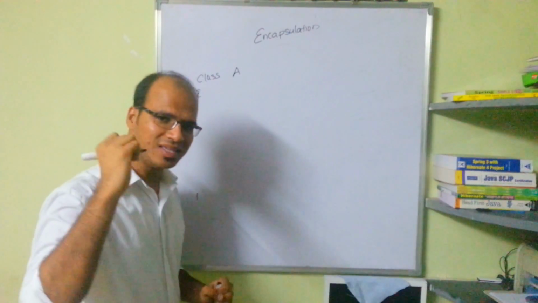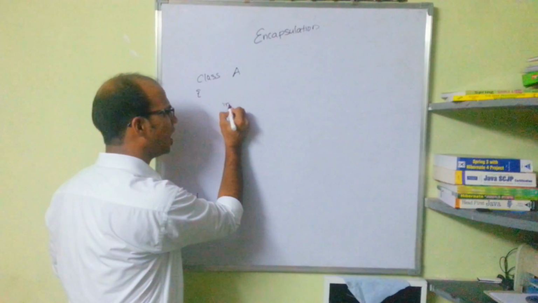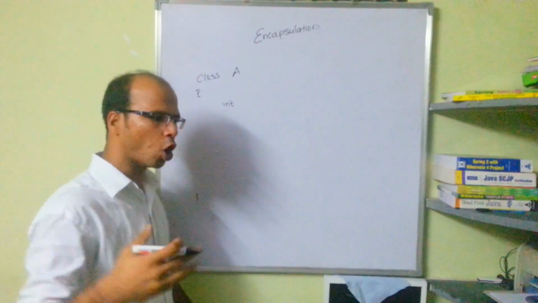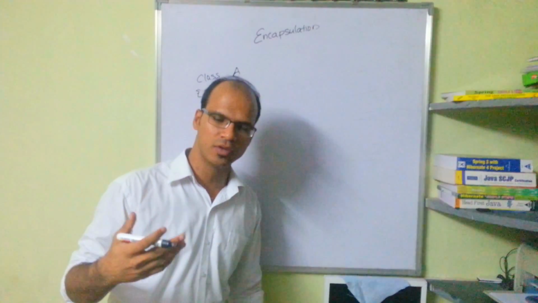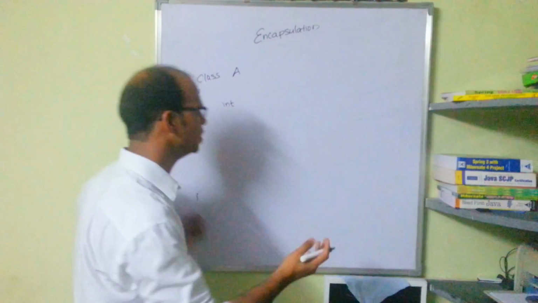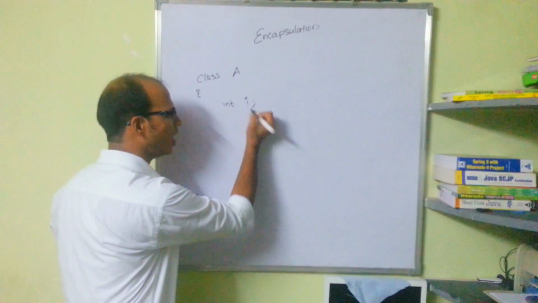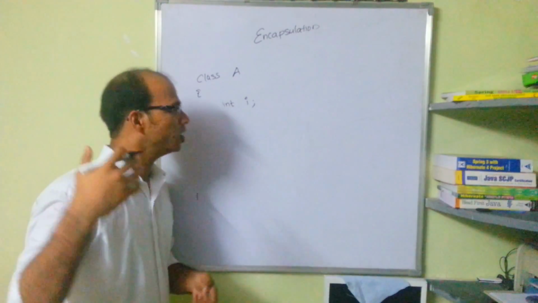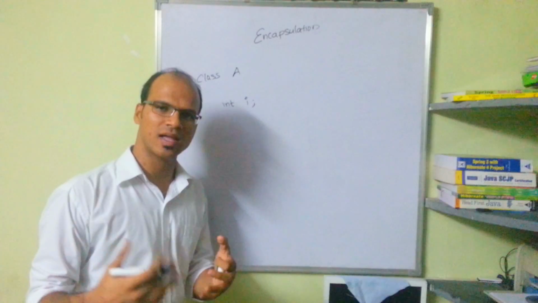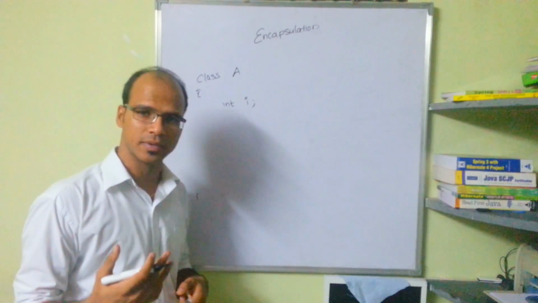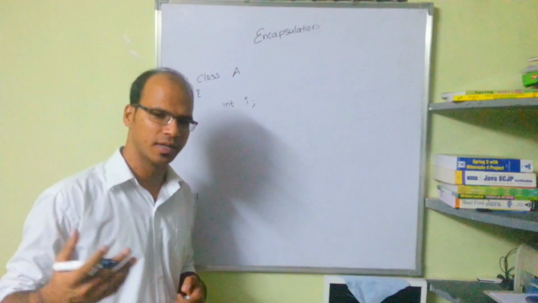Now in this class we know that what an object knows is variables, and what an object does is methods. So we'll focus now only on variables. We have a variable int I. So I have a class A, and in class A I have a variable called int I.